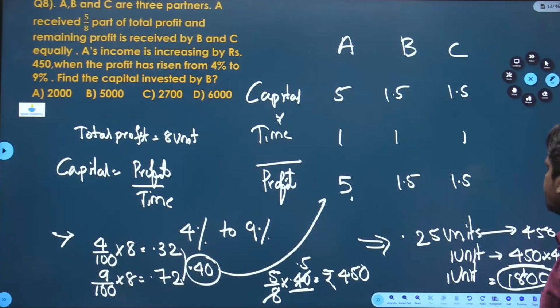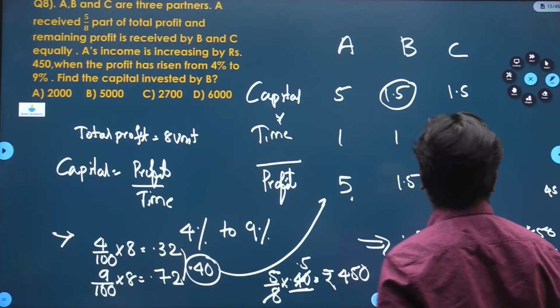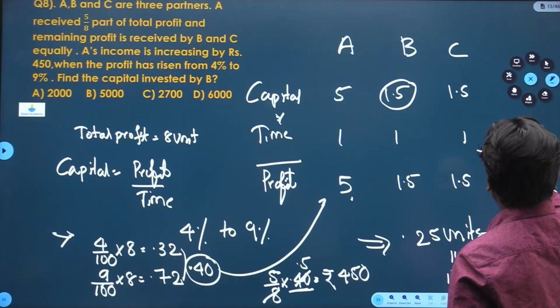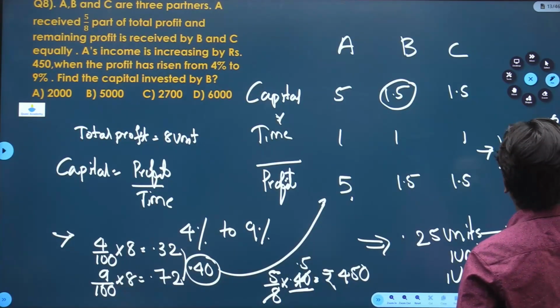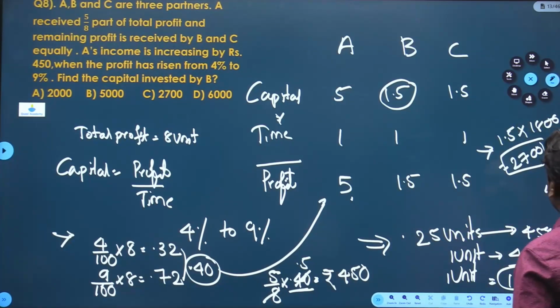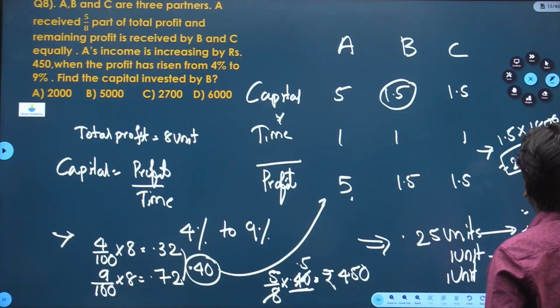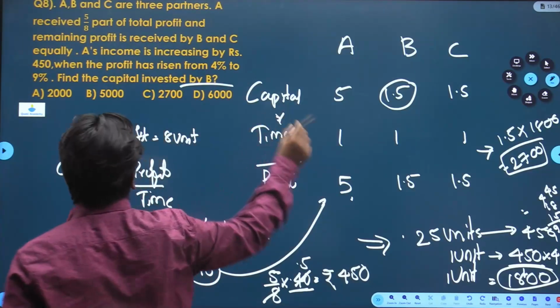Now what is the capital invested by B? The capital invested by B is 1.5 units. So 1.5 into 1800, we are getting 2700. So 2700 is the capital invested by B.